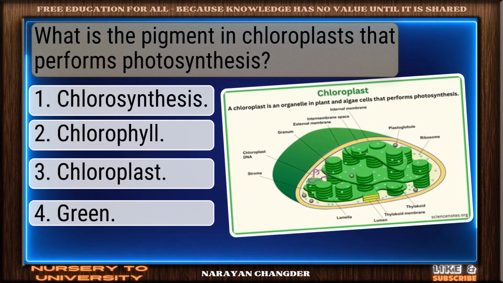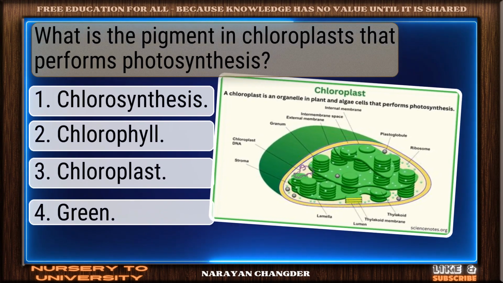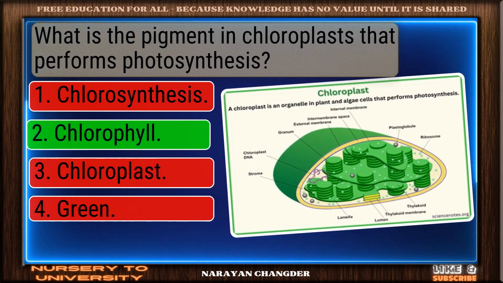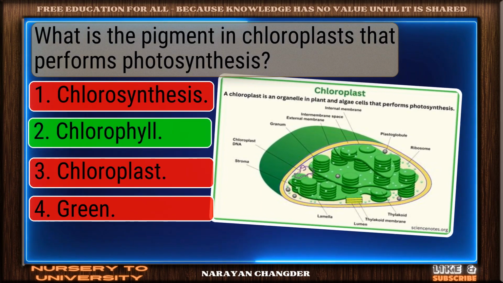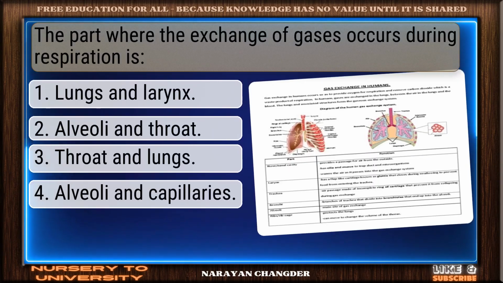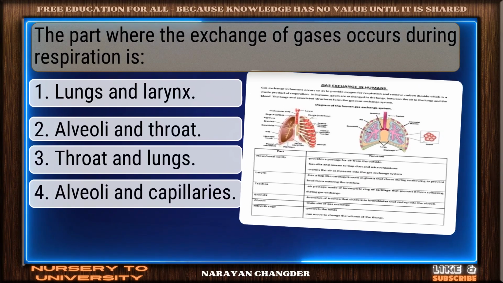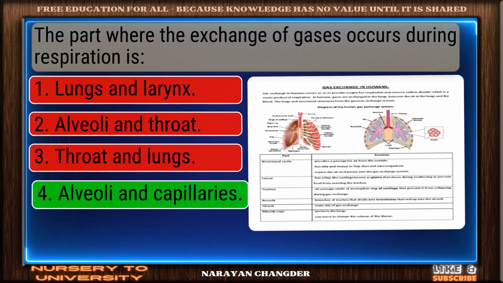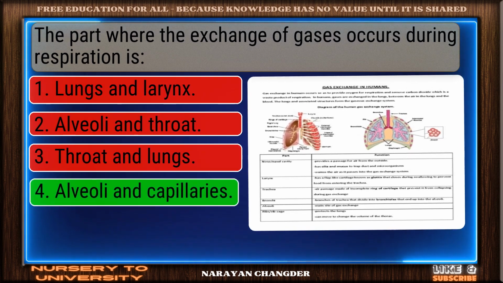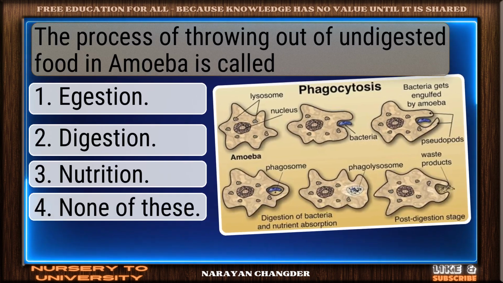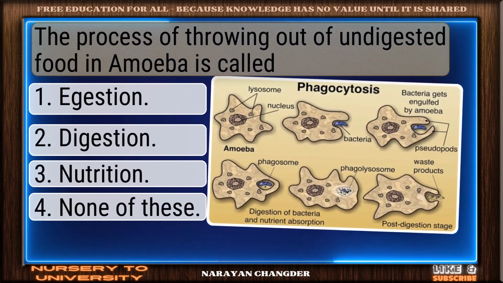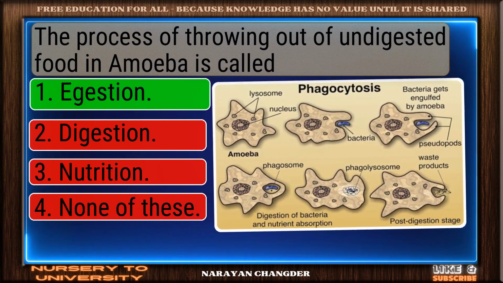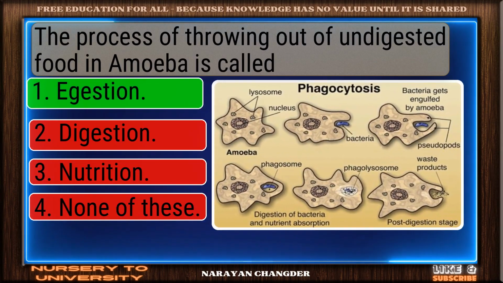What is the pigment in chloroplasts that performs photosynthesis? Solid response. Chlorophyll is valid. The part where the exchange of gases occurs during respiration is. Nice selection. Alveoli and capillaries is correct. The process of throwing out of undigested food in amoeba is called. Sharp thinking. Egestion is right.